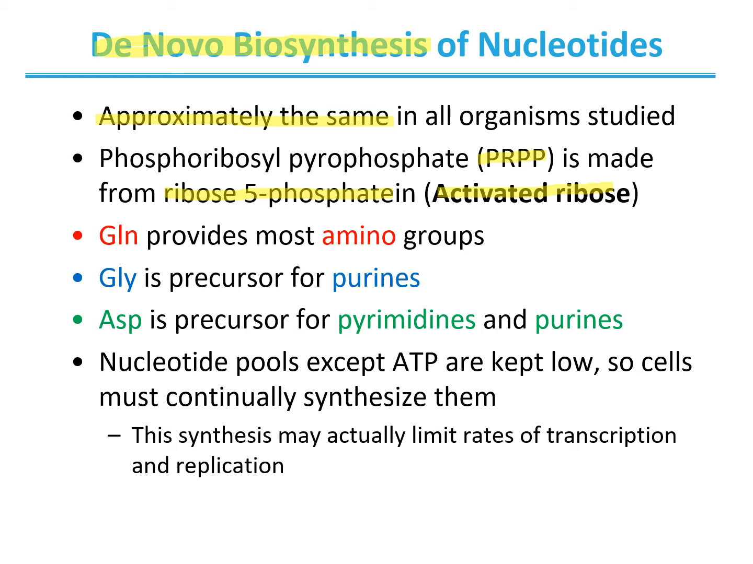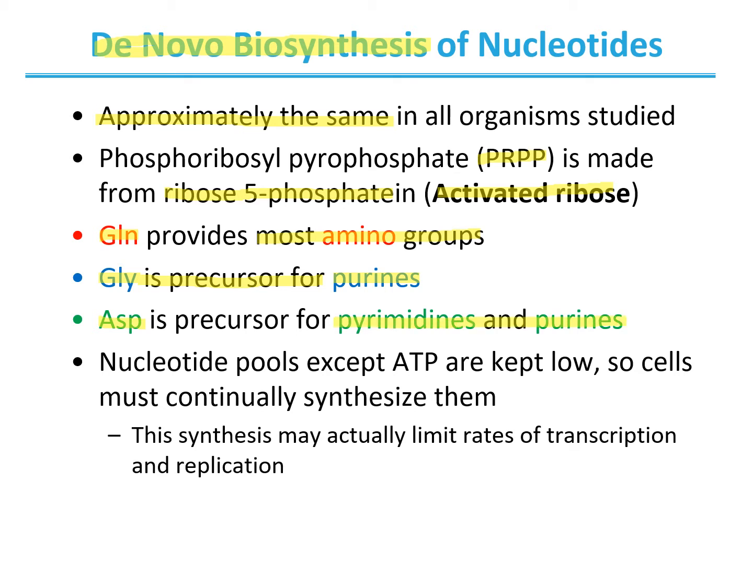And very important points to remember is that glutamine provides most of the amino groups in this de novo synthesis. Glycine is the precursor for the purines, which are the big nucleotides, the ones with two rings. Aspartate is the precursor for purines and pyrimidines, both of them.